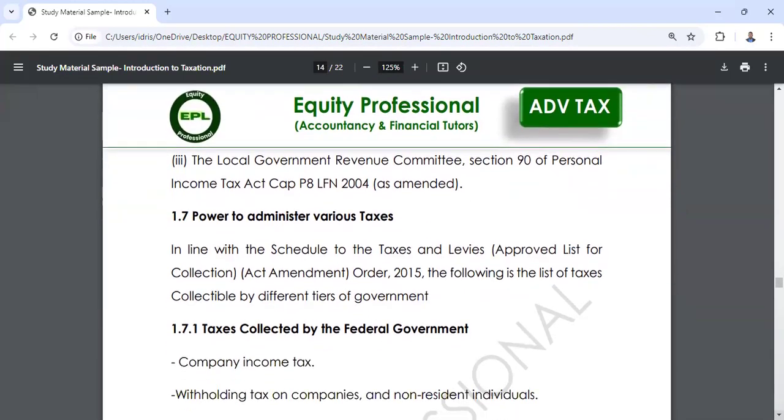Now, under the tax administration, let's look at the different taxes or levies collected by each tier of government. Number one, federal government. What are the taxes collected by the federal government?